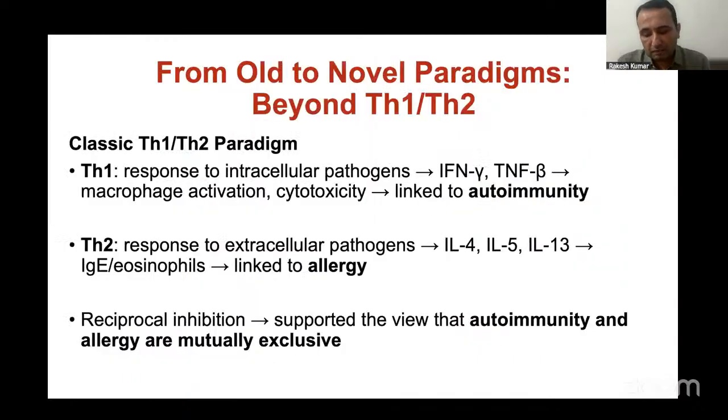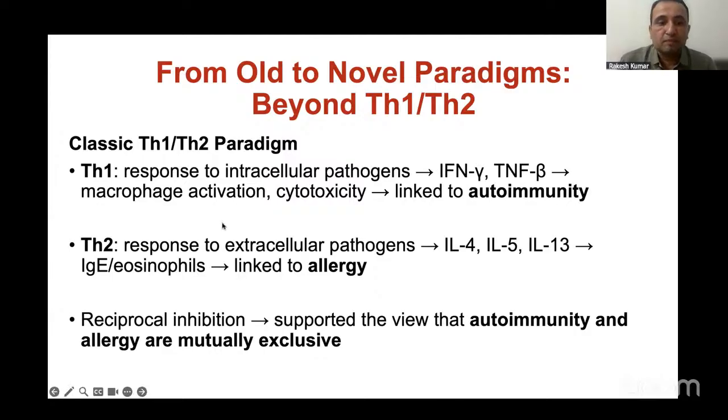So if I start with the classical old teaching of Th1 and Th2 skewing, the classical Th1 and Th2 paradigms suggest that the Th1 response is against intracellular pathogens. Typically, the Th1 response releases interferon gamma and TNF cytokines, and there can be macrophage activation and cytotoxicity, which is the response to an intracellular pathogen. But if there is an over-exaggerated Th1 response, it is associated with inflammation and links to autoimmunity.